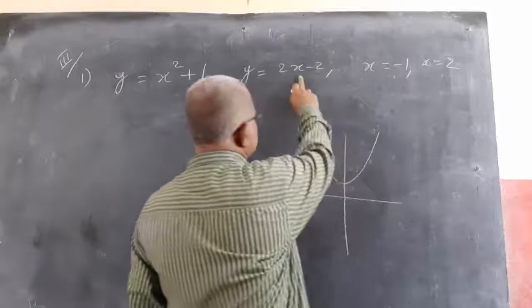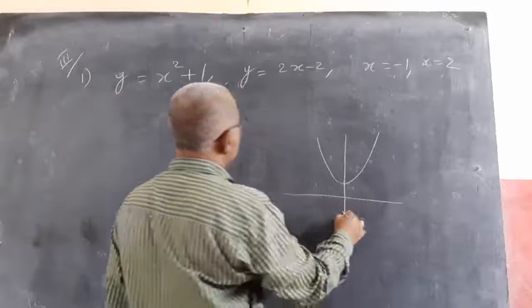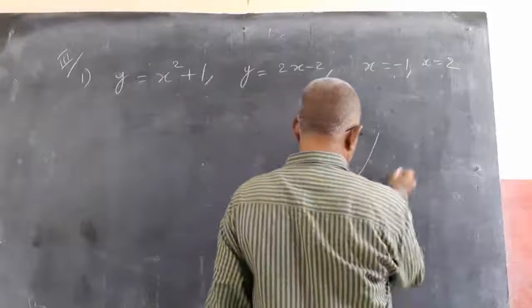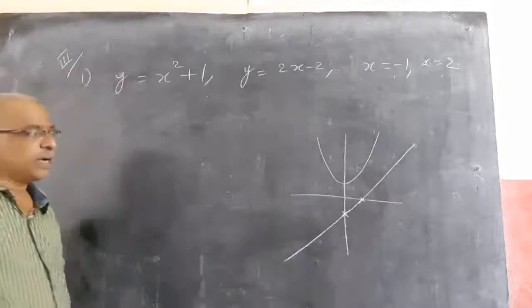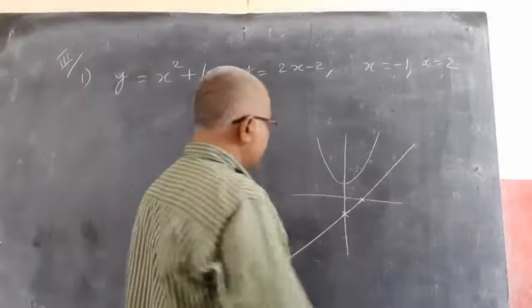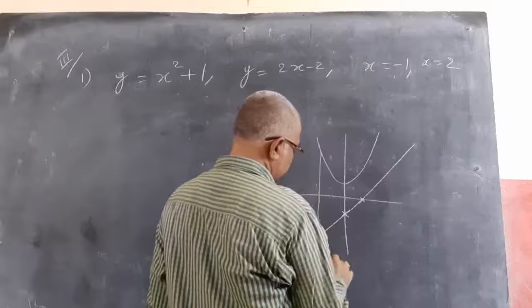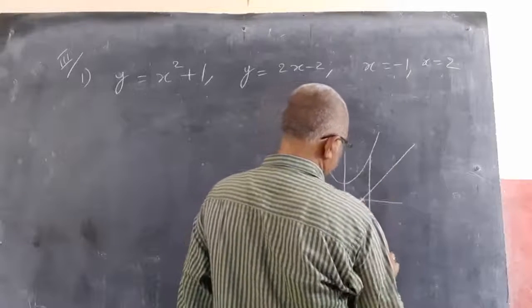If x is 0, y is minus 2. If y is 0, x is 1. So the line is like this. This is a parabola and this is a line. Between the limits x equal to minus 1, so this is x equal to minus 1, and x equal to 2.